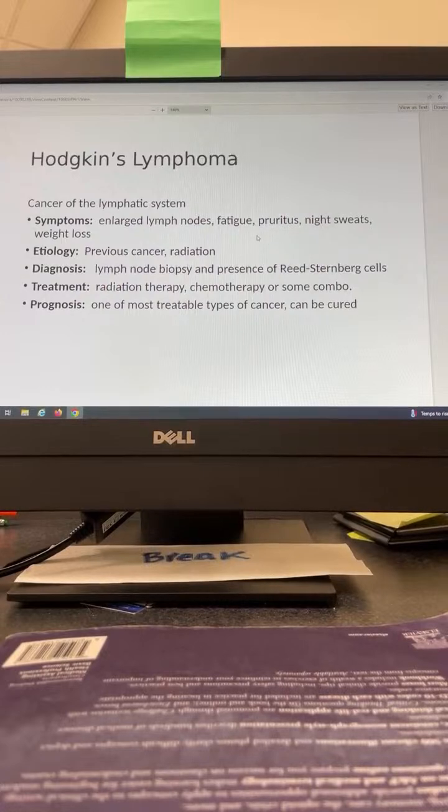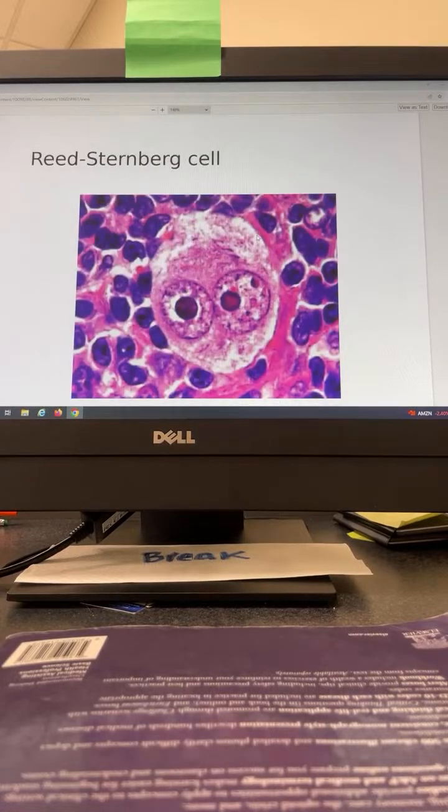We treat it with chemotherapy, radiation. Fortunately, this is a very treatable kind of cancer. It's one of the most commonly cured ones, so that is great. There's another one in the book called non-Hodgkin's lymphoma. Don't need to know about that one, but that one is very not treatable. Hodgkin's is, and non-Hodgkin's is not.